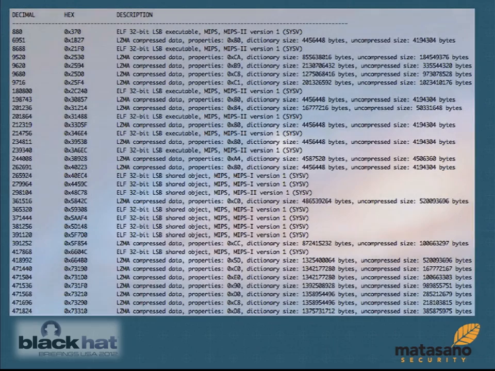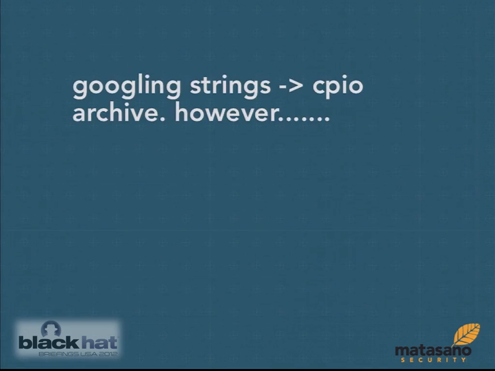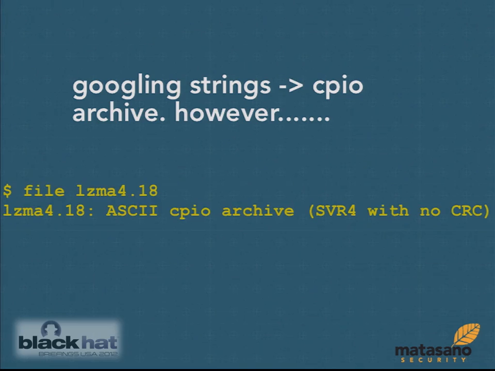And running binwalk on it showed a ton of binaries, some more LZMA stuff, but I felt like I was on the right path. So after Googling around a little bit, I determined that this was actually a CPIO archive based on the format of the file. However, if I would have just read, again, the file command, it told me exactly what this was. So that was a waste of a couple of days, but now I know how to move forward.